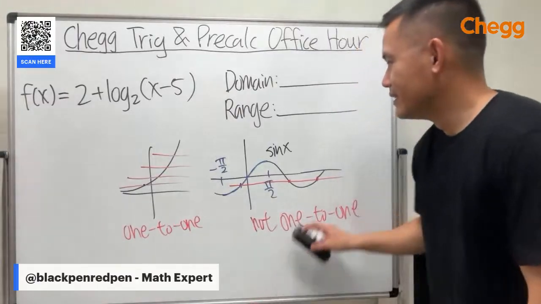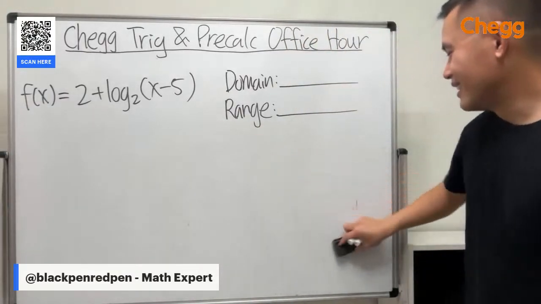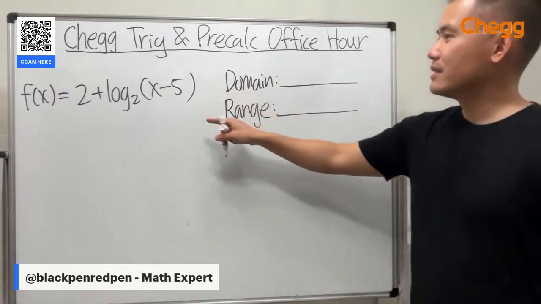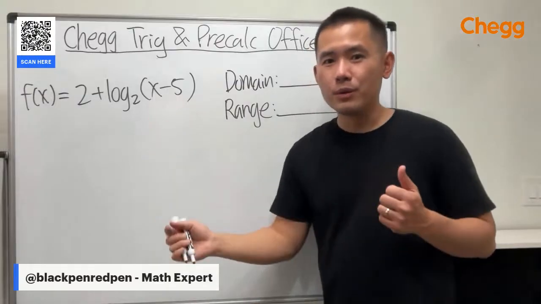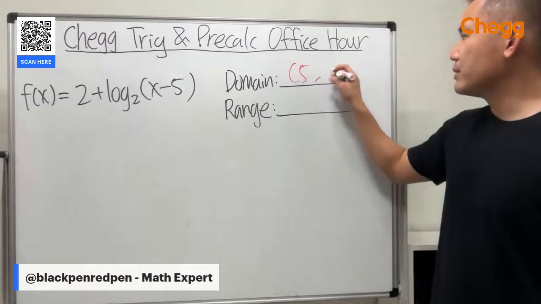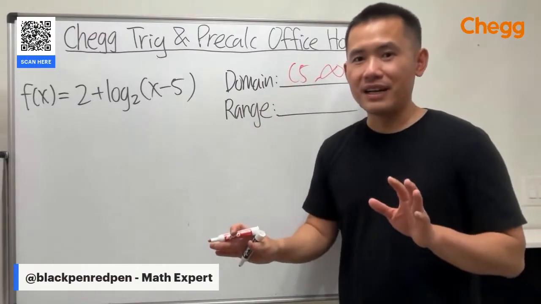Okay. So now let's answer this. And I think many of you guys got it. So yay. Thank you so much for answering the question. Domain is just bigger than 5. So I'm just going to say 5 to infinity, not including the 5. Log of 0 is never defined, right?